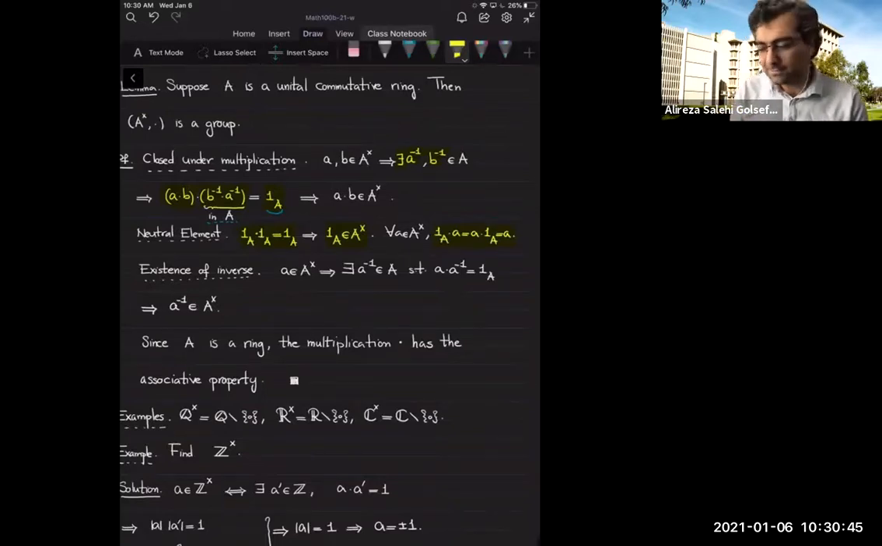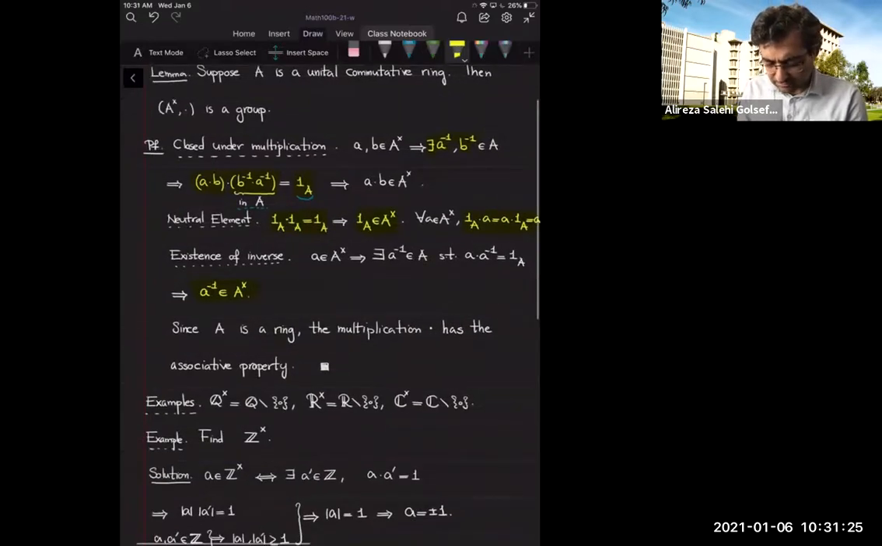Now, why do we have inverse? So it seems redundant because units by definition have multiplicative inverse. The only thing that I have to say is that by definition, the inverse belongs to the ring, not necessarily inside A cross. I have to argue why A inverse is also a unit, but that's easy because A times A inverse is identity, it's commutative. So A inverse times something is identity, and that means A inverse is also a unit. So we show that every element has an inverse inside the set of units, therefore the set of units form a group.